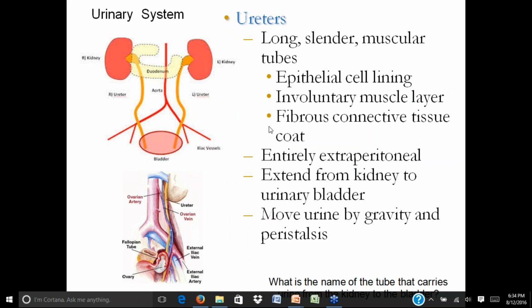All right. So let's talk about the ureters, and then we are going to talk a little bit about pathology. That is going to be really, really interesting.